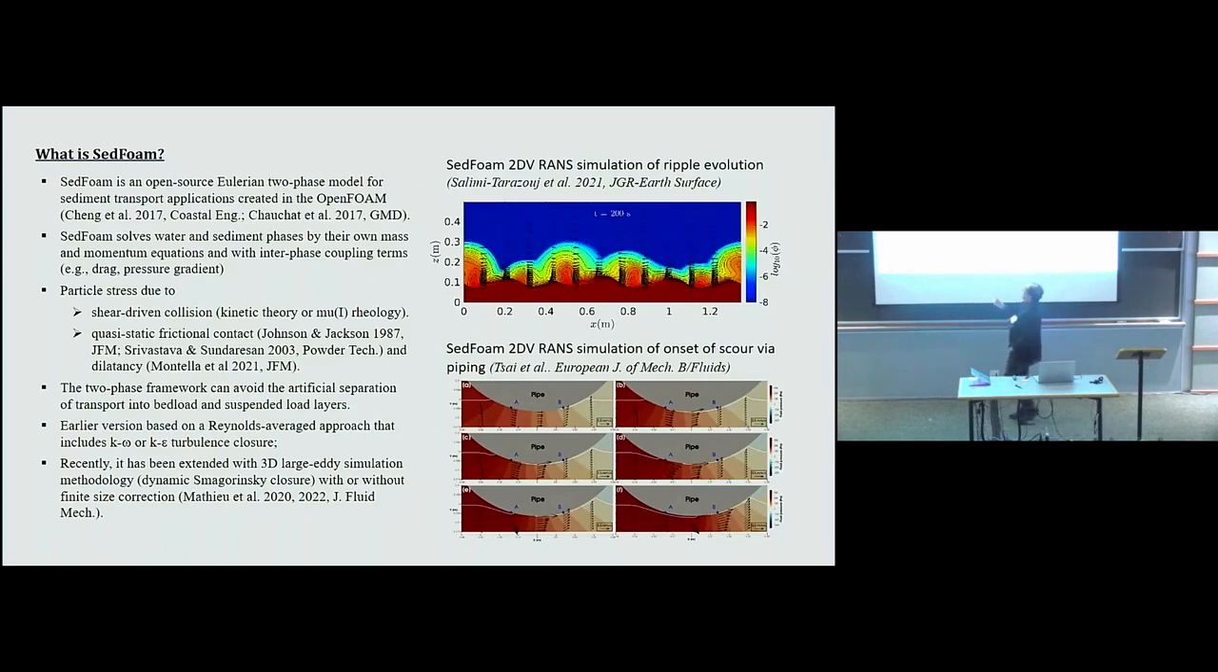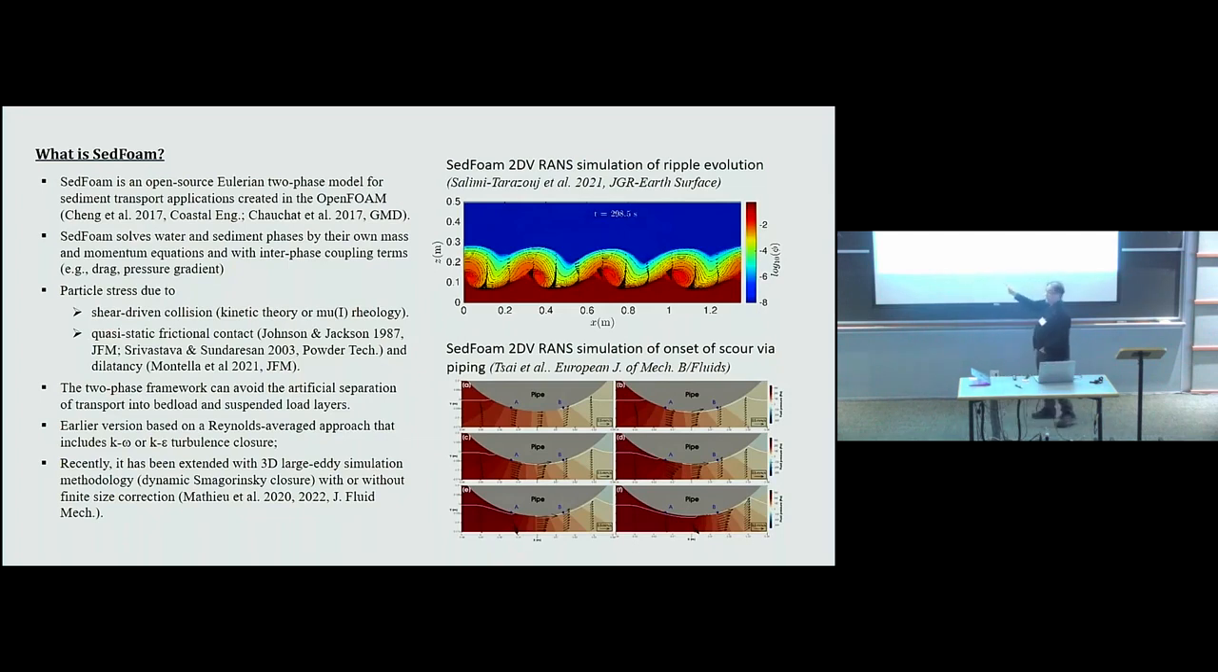SedFoam essentially solves the water phase and sediment phase mass and momentum equations with the coupling terms. And thanks to Pascal, I don't think I need to repeat some of the detail there. It's pretty similar to what Pascal was saying. Essentially, we have the interface coupling due to drag and pressure gradient. For particle stress, for shear-driven collision, we have two options: kinetic theory, and we also can use mu-I rheology. And for more quasi-static frictional contact, right now we're using a simpler Johnson-Jackson type of formulation. And recently, we also added dilatancy, by Julien's postdoc.